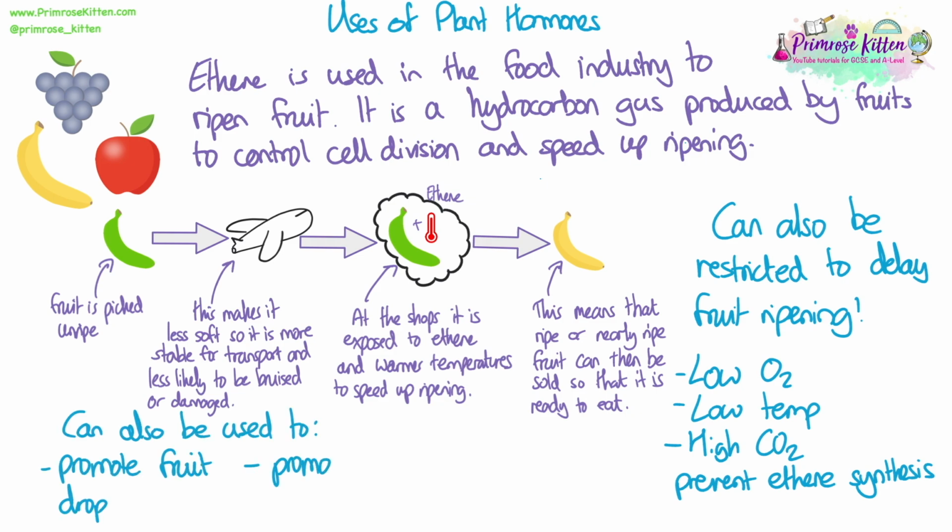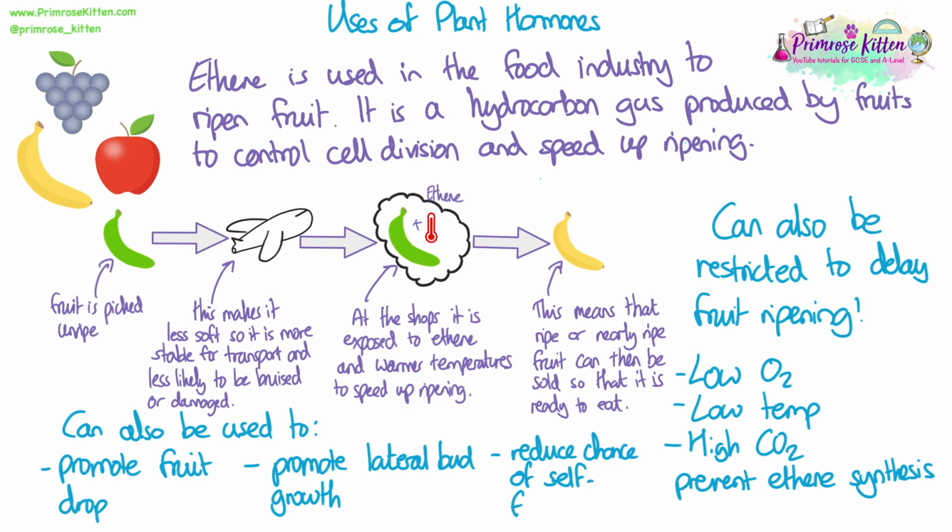There's also some other uses of ethene, so it can help to promote fruit drop. So obviously it can help to speed up the process if you want to harvest all the apples at once. You can treat the trees with ethene, and that should help speed up them all dropping the fruit at a similar time. Promoting some lateral bud growth, so if you want small or bushy plants with lots of branches, then you can use ethene to help do that.